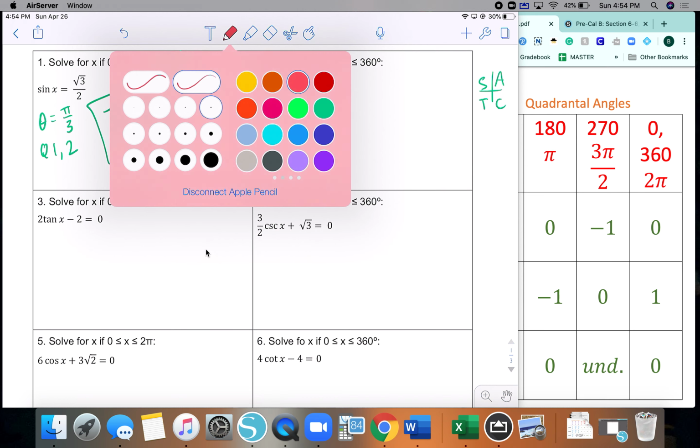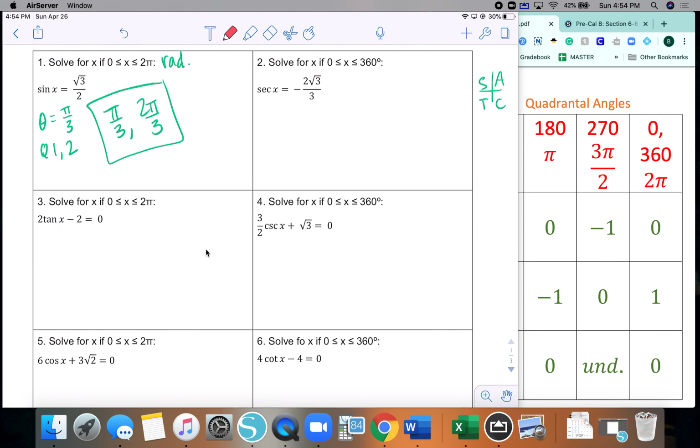For number 2, we have secant of x equals negative 2 square root 3 over 3. First thing I need to do is flip both sides to make it the reciprocal. Then remember, you can't have a square root in the bottom. So you shove it and leave it. And then the 3's cancel, so negative square root 3 over 2.